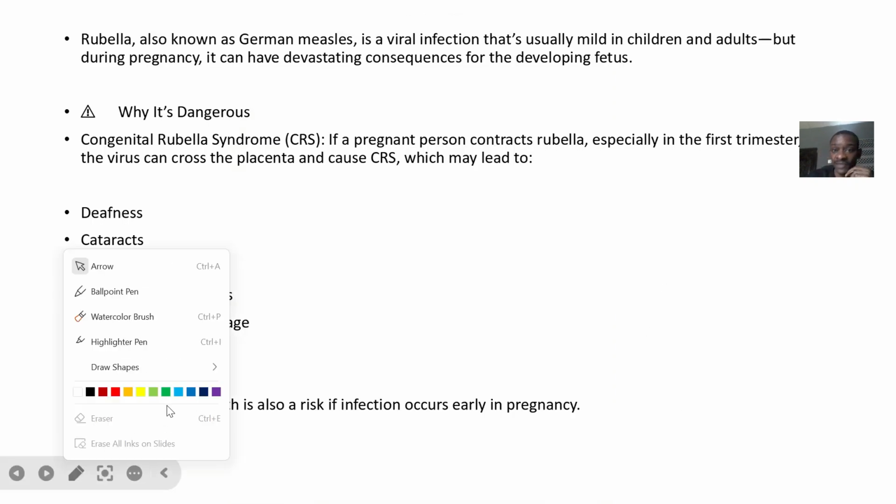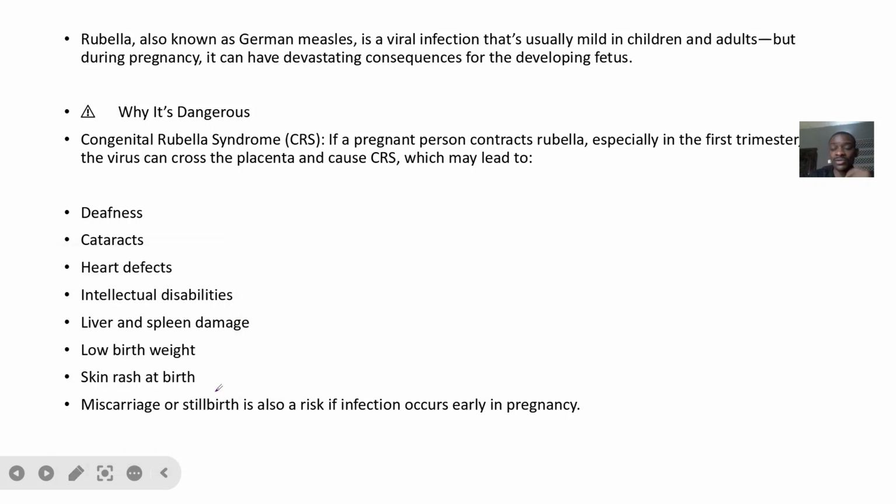It's a viral infection. Alright, so it's usually mild in children and adults. But if it occurs in pregnancy, it is a special condition. Do you understand? The baby in pregnancy, the immune system is not really fit yet. The mother in pregnancy, her immune system is weak. This is because there are several changes in her body. Do you understand? So you can now give the virus a ground to basically destroy a lot of things. So why is it dangerous?